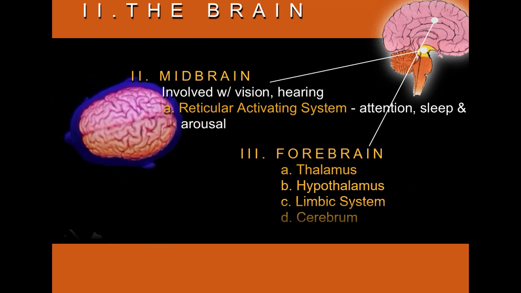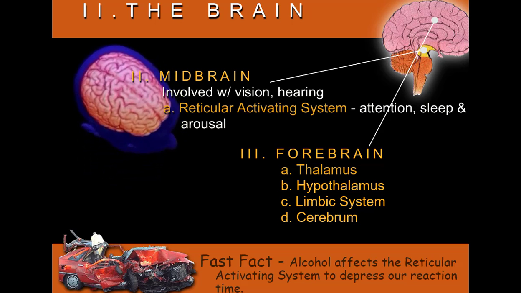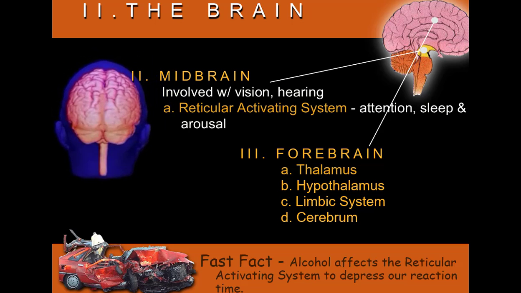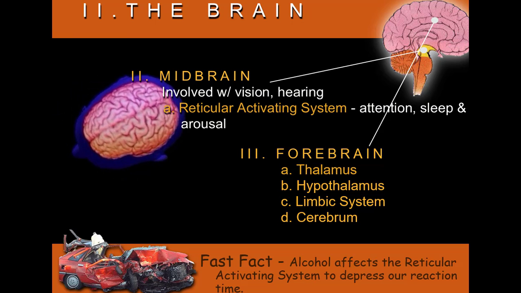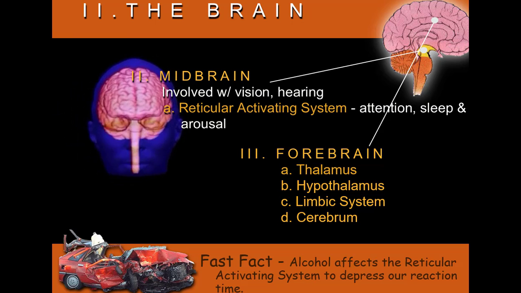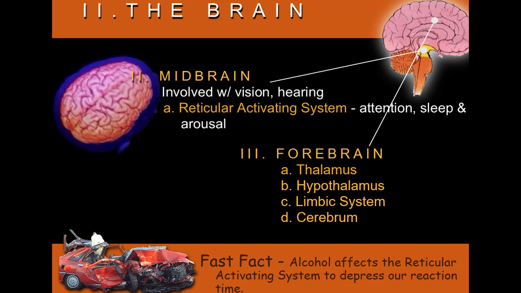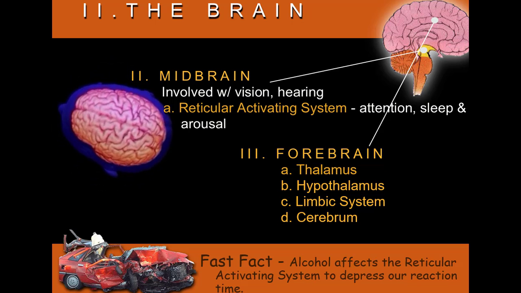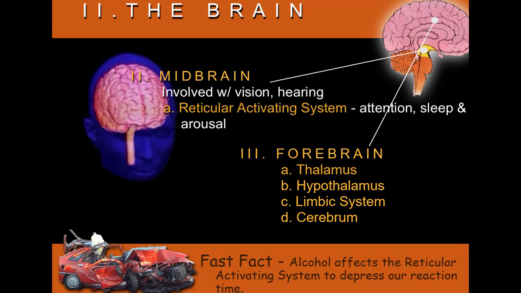The midbrain is involved with vision and hearing, and the reticular activating system is one of those processes, which includes attention, sleep, and arousal. So your RAS is essential for things that you're paying attention to. We'll learn more about that when we come to sensation and perception, but the RAS kind of acts like a filter to things that we selectively attend to. So it helps you to be aware of things, well, that you like.